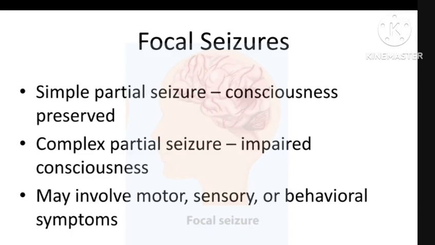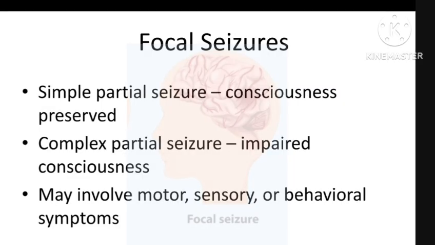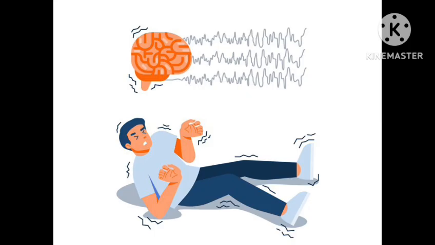Simple partial seizures. In these seizures, the consciousness is preserved. The patient knows what is happening. For example, a patient suddenly develops twitching in one hand but remains conscious. Next, complex partial seizure. The consciousness is impaired. The patient may stare blankly or perform automatic movements. For example, lip smacking, repeated hand movements, walking aimlessly. After the seizure, the patient may not remember the episode.